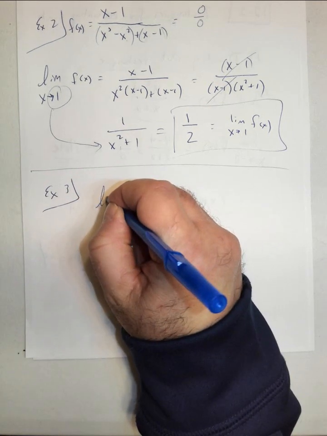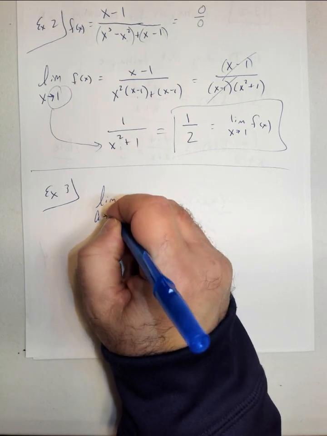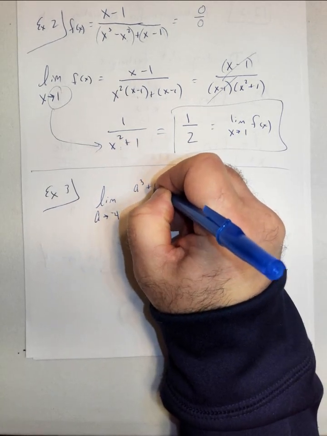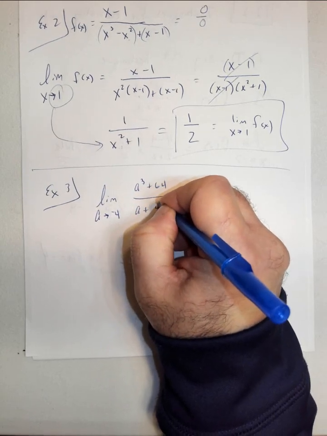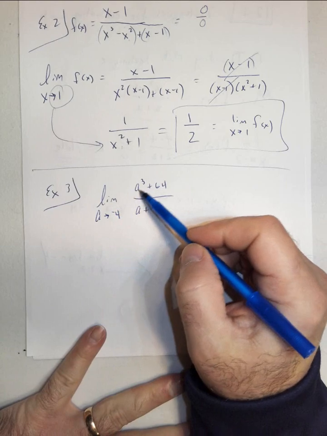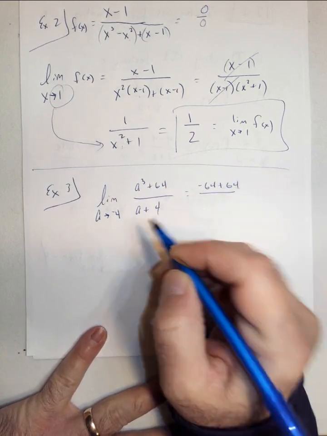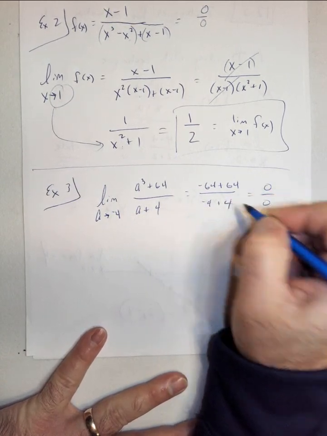So we get the limit as a approaches negative 4 of a cubed plus 64 over a plus 4. First step, plug in negative 4. So negative 4 cubed is negative 64, and then negative 4 plus 4. So again, that's what you're going to be dealing with most of the time.